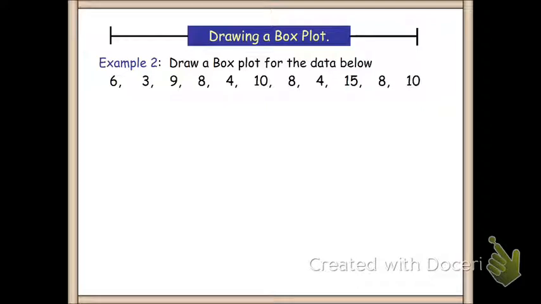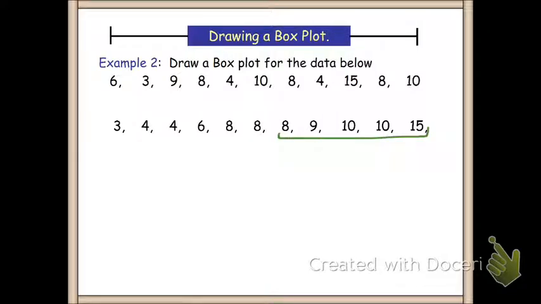Draw a box plot for the following. They're sorted. I have 1, 2, 3, 4, 5, 6, 7, 8, 9, 10, 11 this time. So when I go to draw it, if you come in 5 on each side, then your median is 8. And I look at the bottom half, and the median is 4. Top half, median is 10.